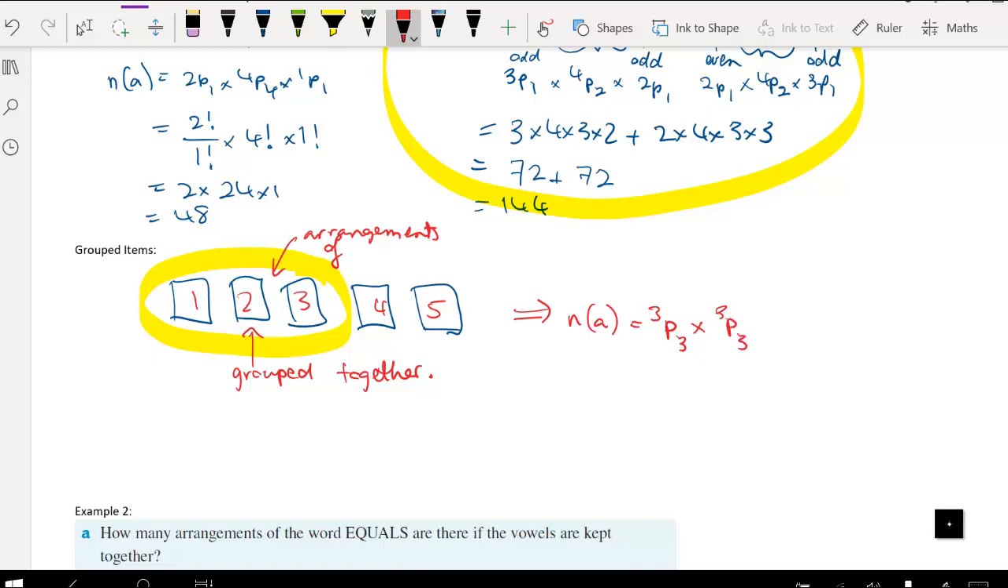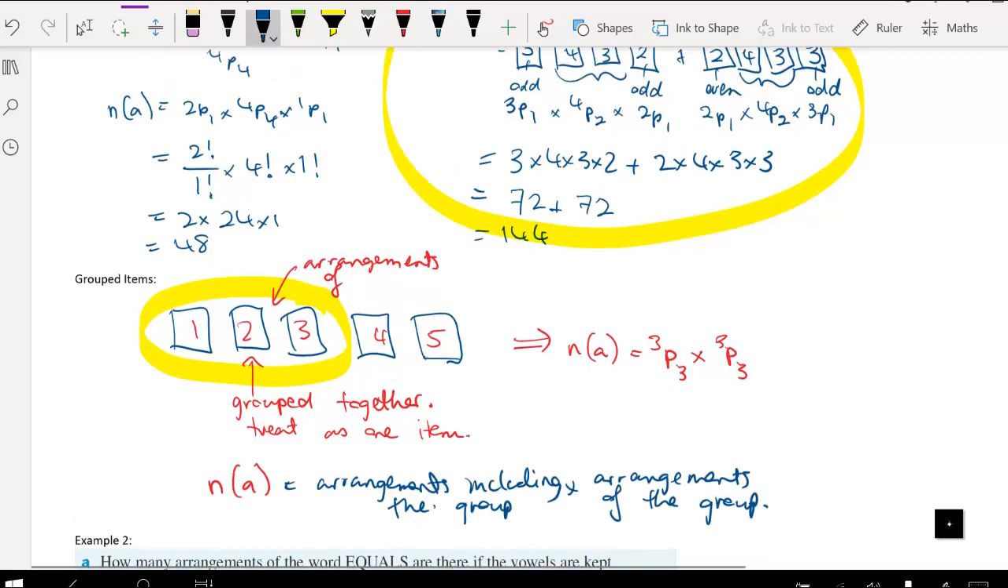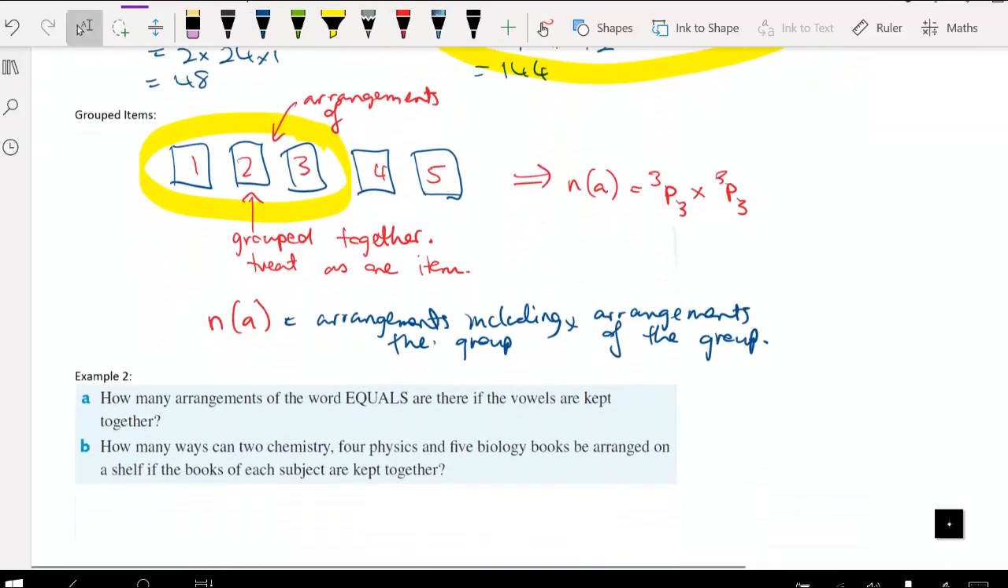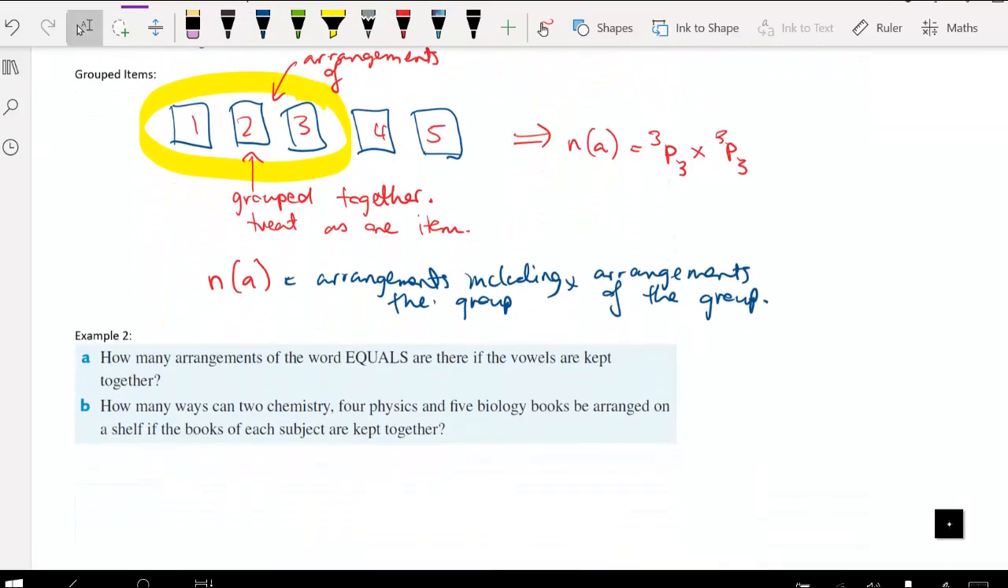So in this case, we're grouping 3 together, and we're treating this as one item. So it's a product of the arrangements including the group multiplied by the arrangements of the group. And that's pretty much our scenario whenever we're looking at grouped items.